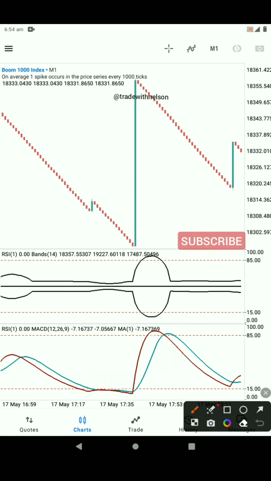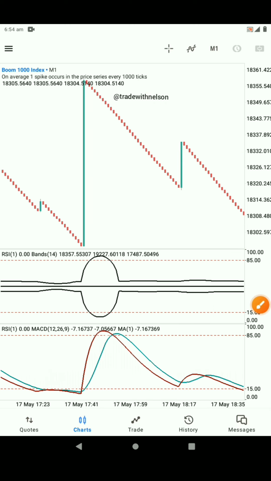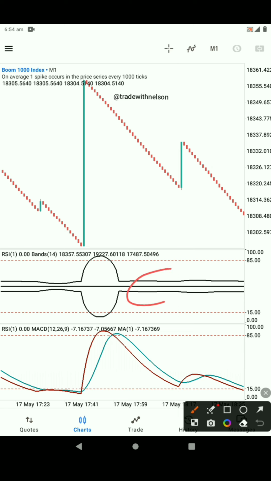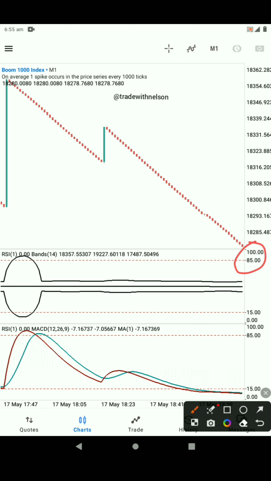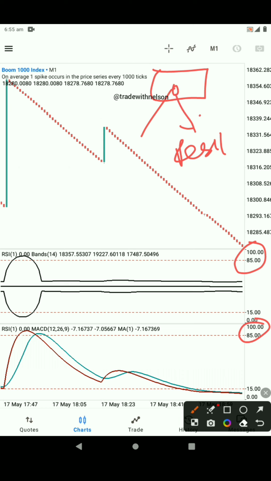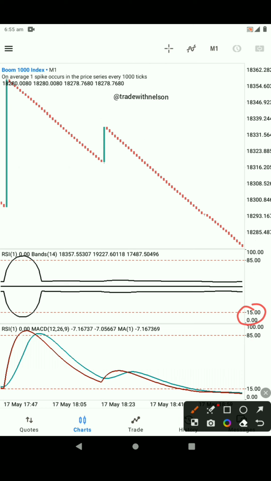If you look carefully on my chart, this is the 1 minute time frame and this is Boom 1000. And if you look at my indicators over here, I have Bollinger Bands, RSI, MACD and a moving average. On the RSI, the level 85 acts as a good resistance level. When the market buys to this point, we expect it to sell to the downside, and the level 15 acts as a good support level. When the market sells to this point, we expect it to buy to the upside.